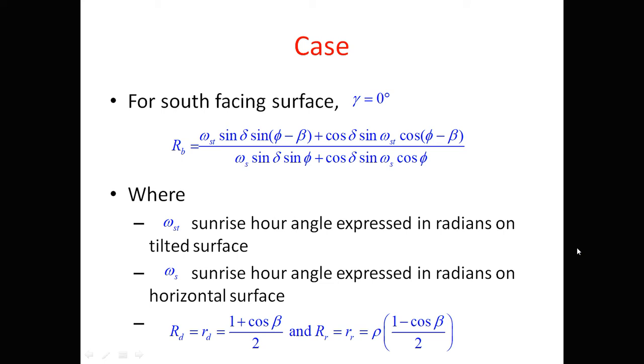So this is the special case for south facing surface, gamma equal to 0 degree. So capital RB will be omega st sin delta sin phi minus beta plus cos delta sin omega st cos phi minus beta whole divided by omega s sin delta sin phi plus cos delta sin omega s cos phi, where omega st is the sunrise angle expressed in radians on tilt surface, omega s is the sunrise angle expressed in radians on horizontal surface. That's the difference. So capital Rd equal to small rd, that is equal to 1 plus cos beta by 2, and capital Rr is equal to small rr, that is equal to rho into 1 minus cos beta by 2. So these are some of the special cases.